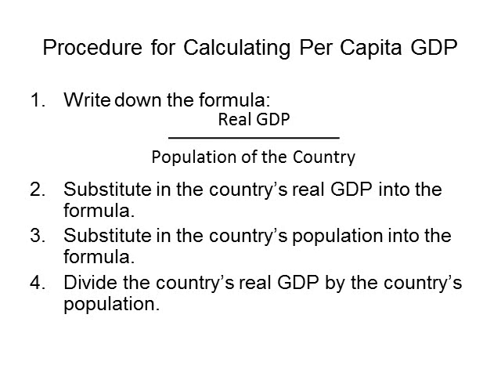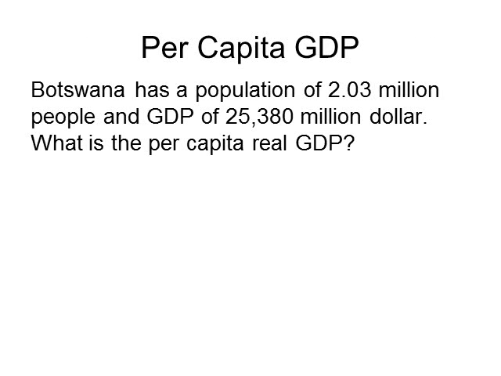The procedure for calculating the per capita GDP is: 1. Write down the formula, real GDP divided by the population of the country. 2. Substitute the country's real GDP into the formula. 3. Substitute the country's population into the formula. 4. Divide the country's real GDP by the country's population.